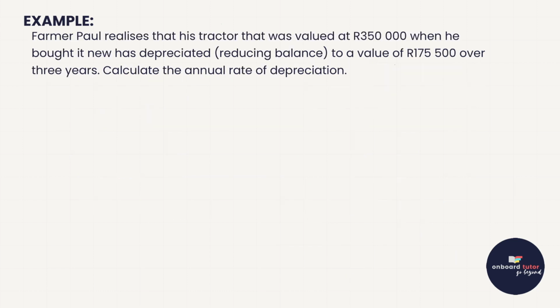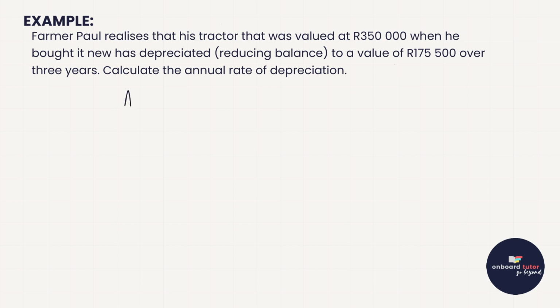Let's have a look at some of our other formulae being put to good use here. Farmer Paul realizes that his tractor, that was valued at 350,000 Rand when he bought it new, has depreciated on a reducing balance to a value of 175,500 Rand over 3 years. And we need to calculate the annual rate of depreciation.